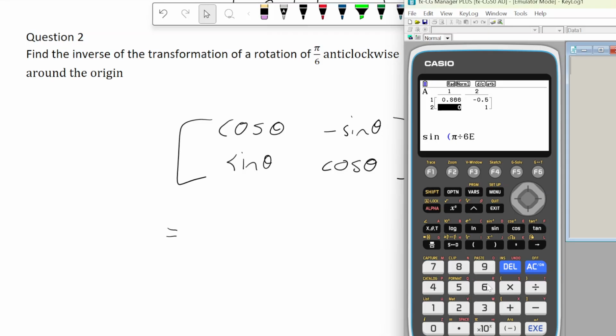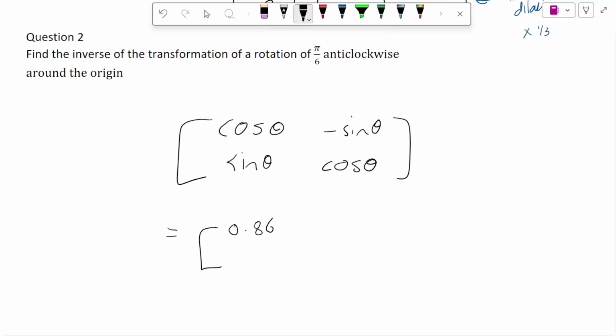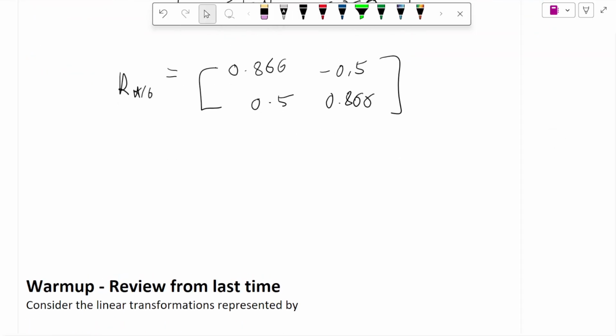Sine of pi/6. By the way, make sure you actually bracket the pi/6. I did have to redo this video because I got the wrong answers without having the brackets. Cos of pi/6. There we go, and then that's our rotation matrix. So I'm just going to say it's [0.866, minus 0.5; 0.5, 0.866]. I'm going to call this matrix R of pi/6, rotation by pi/6.